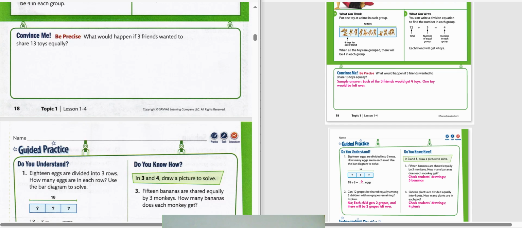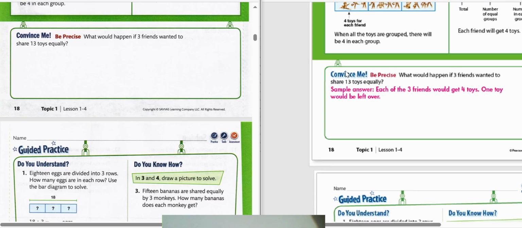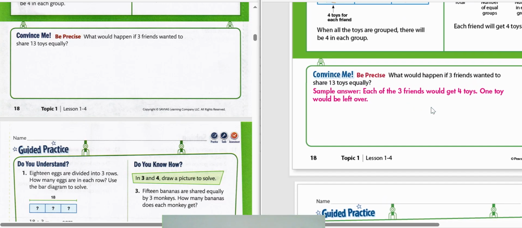What would happen if 3 friends wanted to share 13 toys equally? They can't, because 13 can't be divided evenly by 3. 13 divided by 3 equals 4 and the remainder 1.